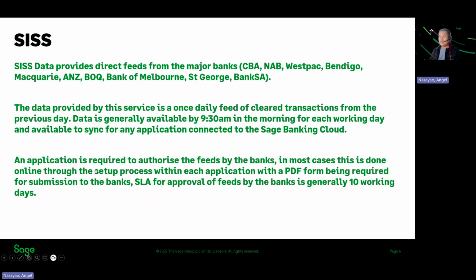The application here requires you to authorize the bank feeds by the bank. In most cases, as you can see here, it's done online through the setup process within each application with a PDF form. We can have a look as well at a sample of the CAF, the customer authorization form, that is usually generated when you set up the bank feed, especially if it's coming from SIS. That PDF form is actually required to be submitted to the banks, and we have instructions there in the CAF on how to do that. It has an SLA for approval of feeds by the banks, which may generally be 10 working days.